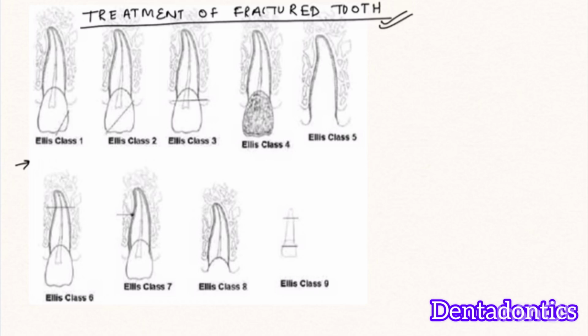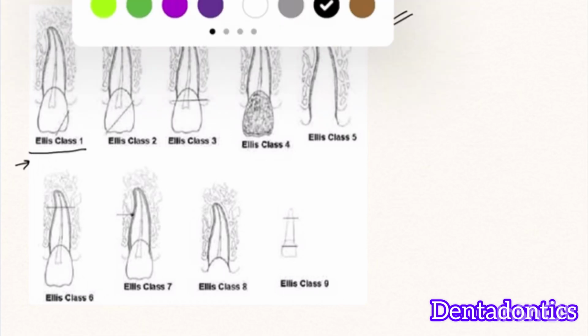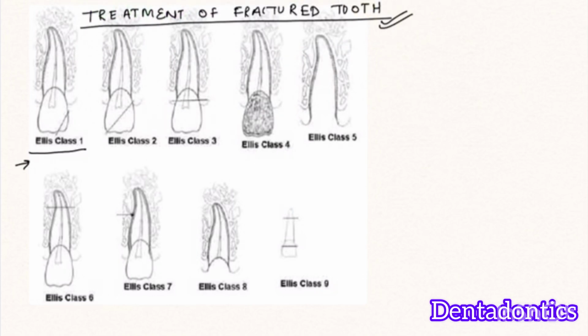So Ellis class 1 is, as you can see in this picture, when there is fracture involving enamel. Here you can see the fracture is involving this part of enamel. So in this case what we will do, we will smooth the enamel and we will check the vitality after 6 to 8 weeks.